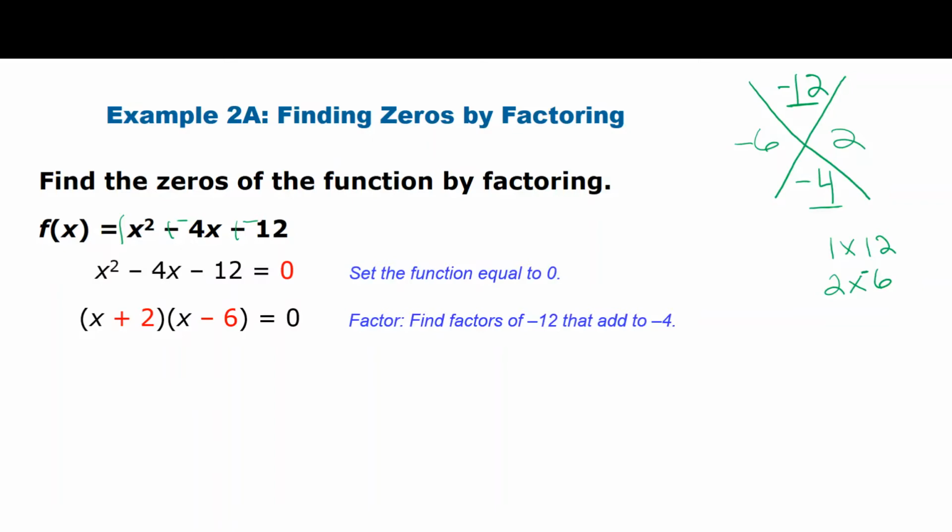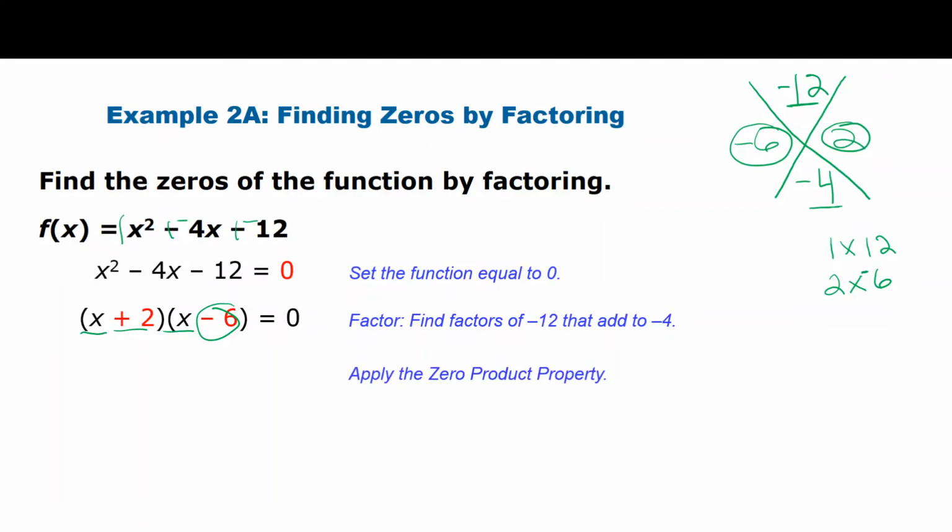So I'm going to have x and x inside my parentheses, and x plus 2. Here's where I got my x plus 2, and the other one's going to be x minus 6, which I got from the other side. So now I have two factors that multiply together, and so I have now factored that equation.